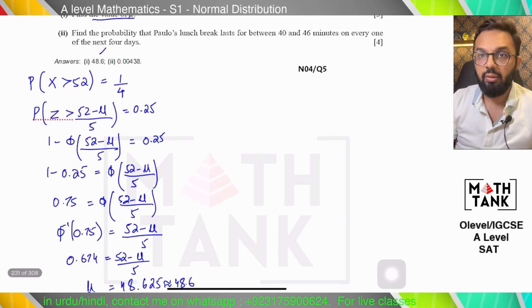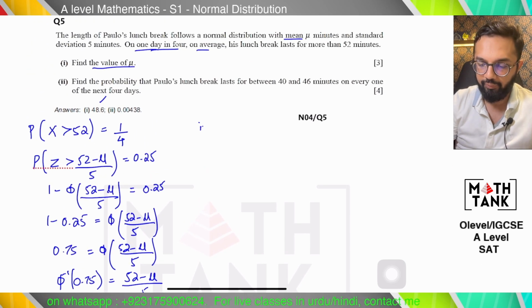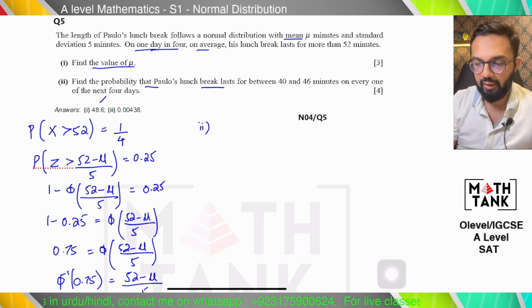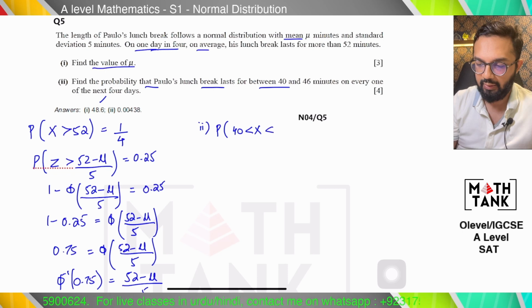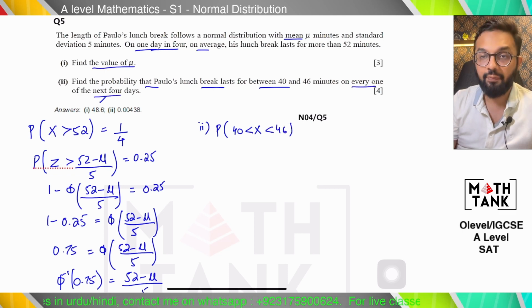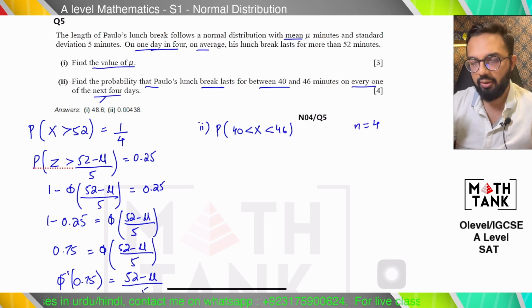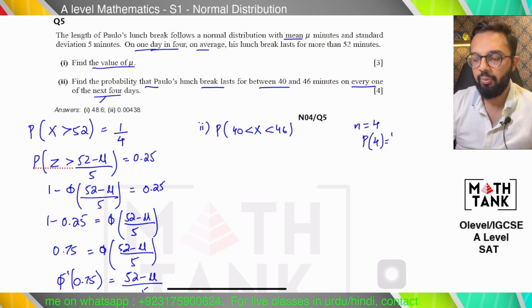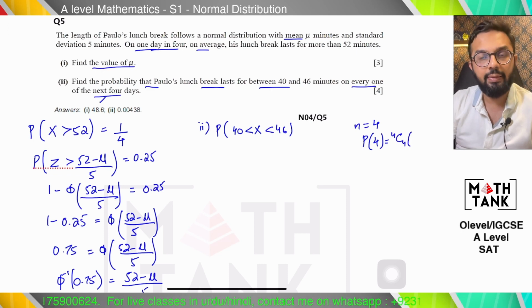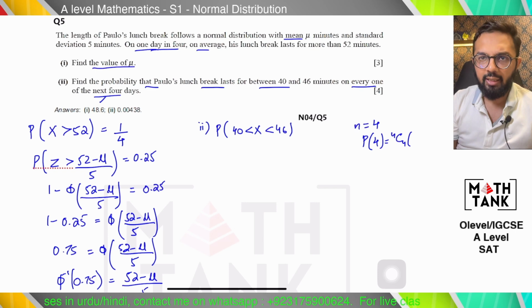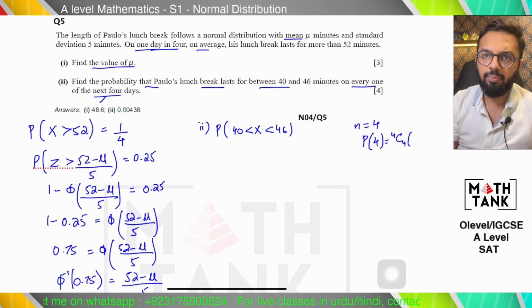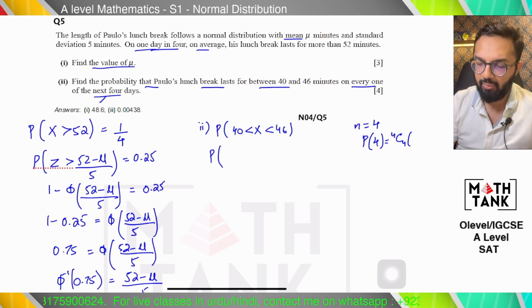If I use the mean beyond this question, then I should use the more elaborate calculation. Find the probability that Pavlov's lunch break lasts for between 40 and 46 minutes on every one of the next 4 days. Remember that on every one of the next 4 days is about the number of trials. So I'm doing 4 trials and I want to be successful on all 4 days. So I'm going to go 4C4, q power 4 minus 4 and p power 4. What is my success going to be? That my lunch break is going to last between 40 and 46.